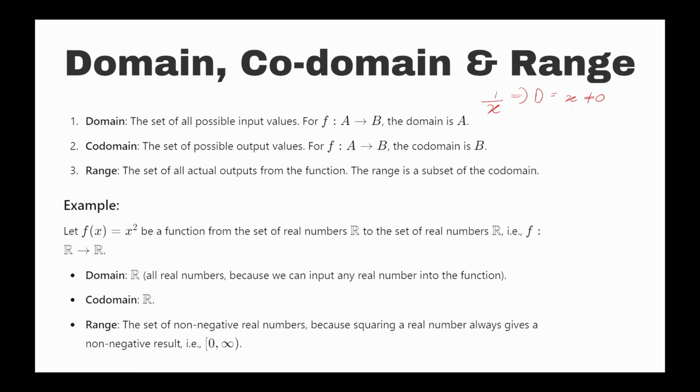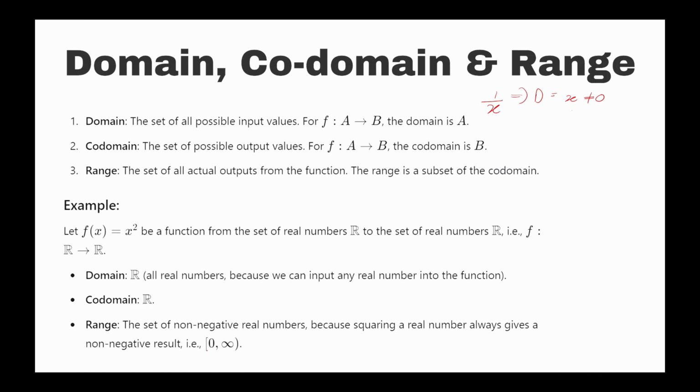Codomain is all possible output values. It is not the output values, but possible output values. Range is all the actual outputs from the function that I'm getting. So here they've shown us an example. f of x is equal to x square. For this function, my domain would be R. All real numbers can be inserted as the value of x. My codomain would be R. All values are possible. And range.